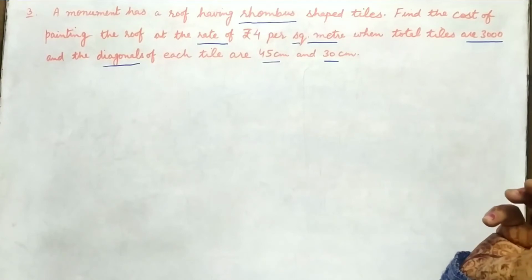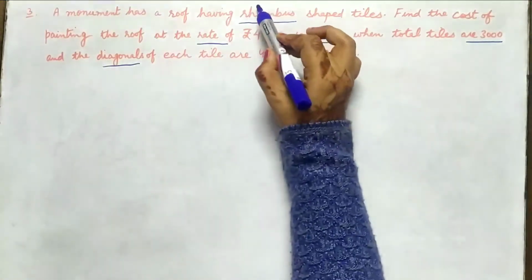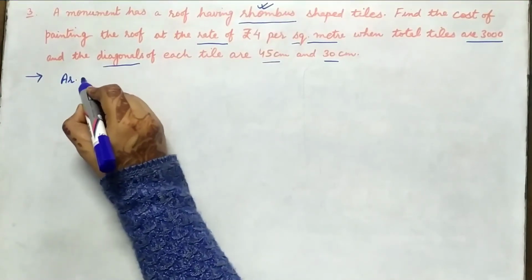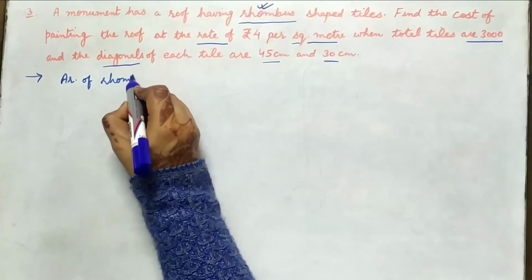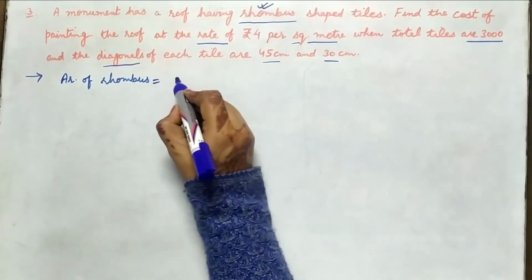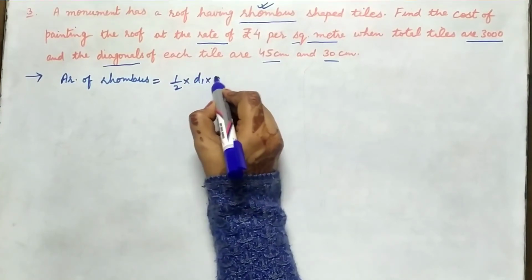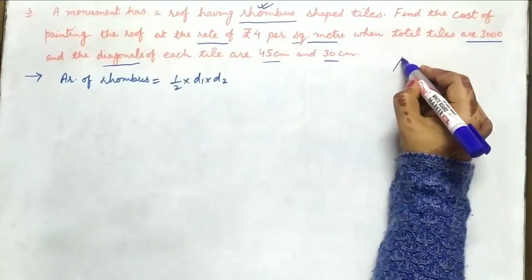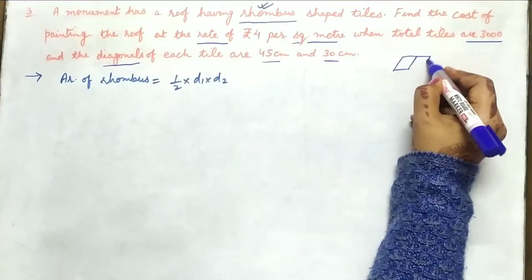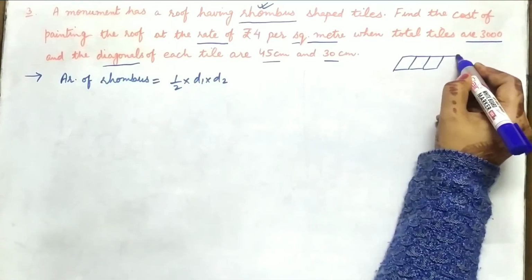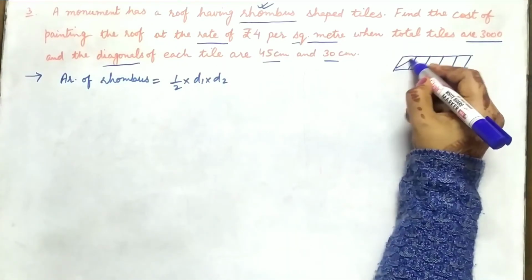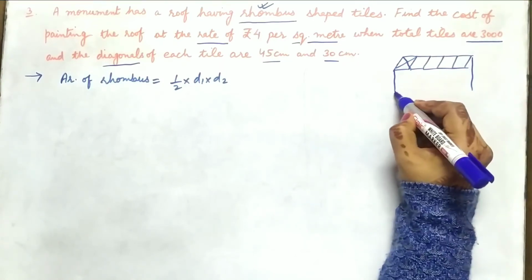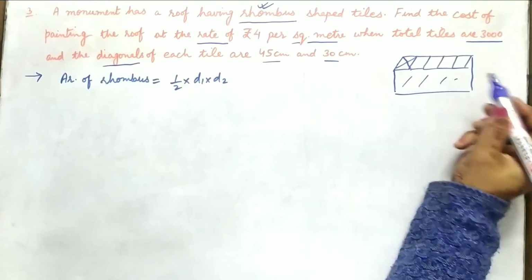So, we have to apply the area of rhombus formula. Area of rhombus is 1 by 2 into d1 into d2. d1, d2 are the diagonals of rhombus. The tiles at the roof are rhombus shaped and the diagonals are given to us. We have to calculate the total area at the top.